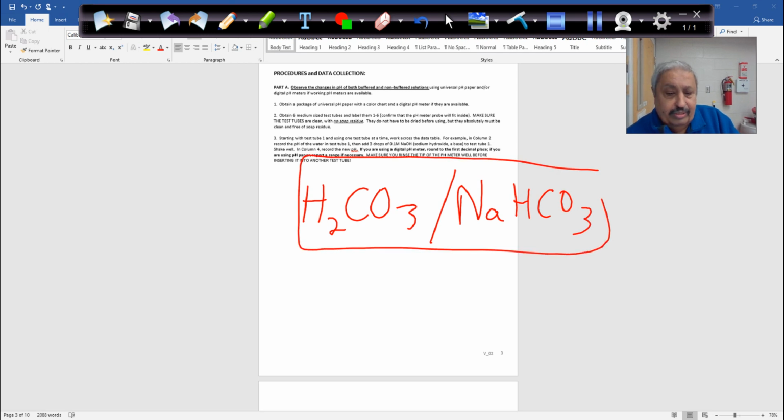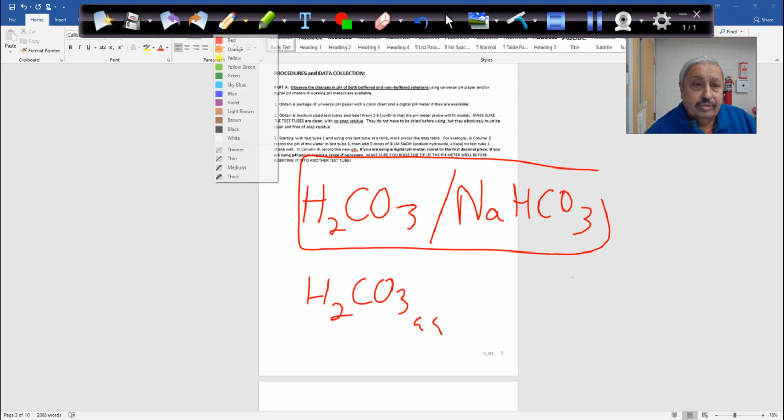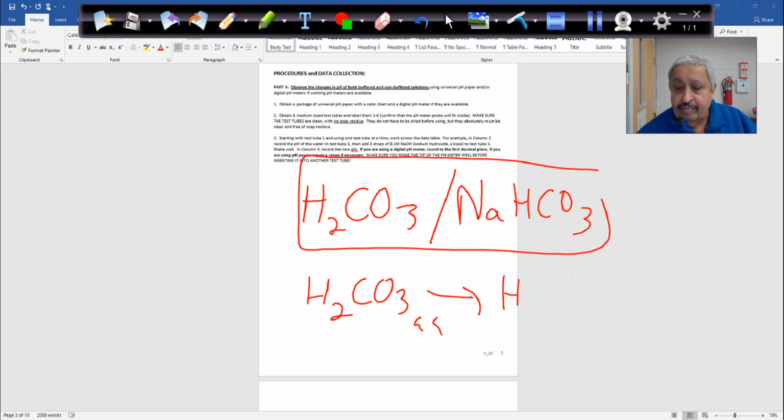Then if you put the equation here, carbonic acid aqueous in H2O will give you H3O plus, correct? We'll take the H2O out so you don't confuse yourself with this. It's an aqueous solution anyway. This will dissociate in H2O to give you hydrogen carbonate and H plus, correct? And this is sodium carbonate. You have to have the ratio.